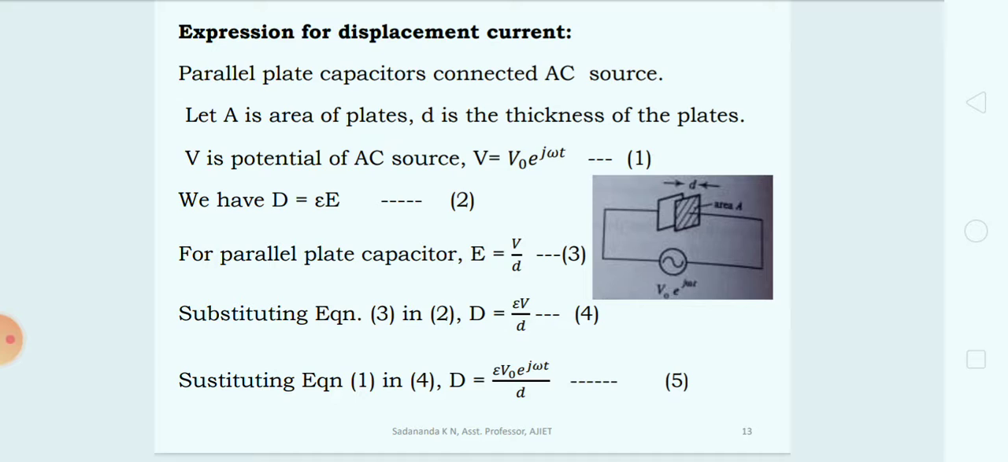So id equal to dou by dou t of open bracket epsilon V naught e power j omega t divided by d into vector A. Now take the derivative with respect to time. That will be equal to j omega epsilon A V naught e power j omega t divided by d. This is the expression for displacement current. I will stop here. Thank you.